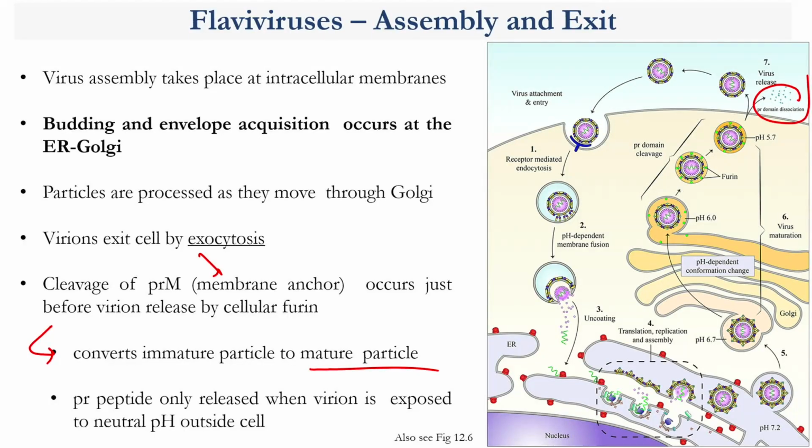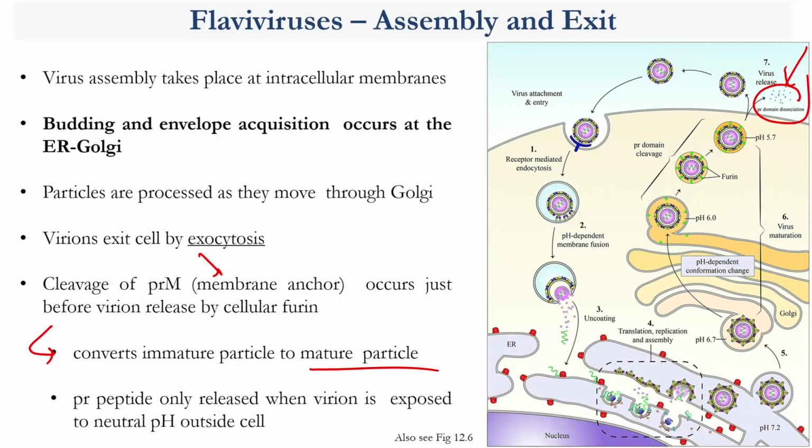And again, that's a pH trigger. You go outside the cell, you're going to get to a pH of roughly neutral, and that will help release the PR protein. As a result, the virus is going to pack better, and you're going to get that characteristic golf ball-like appearance. Okay, any questions?